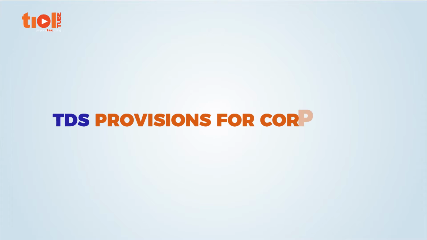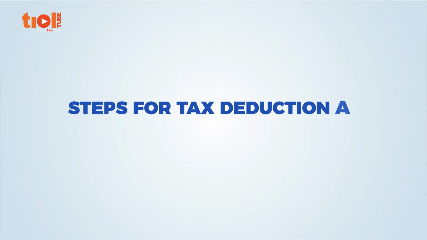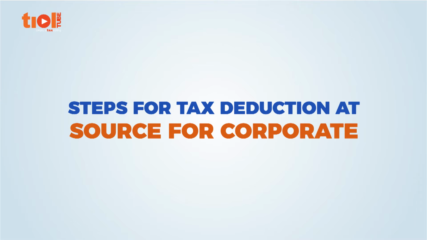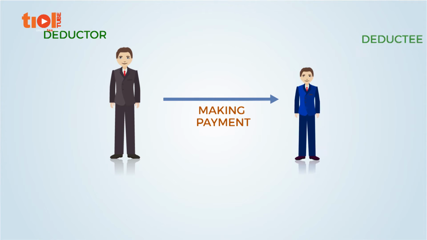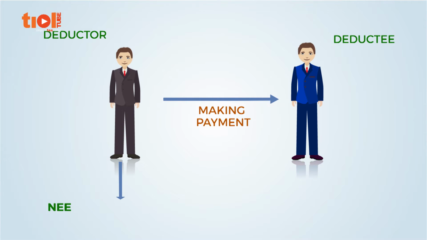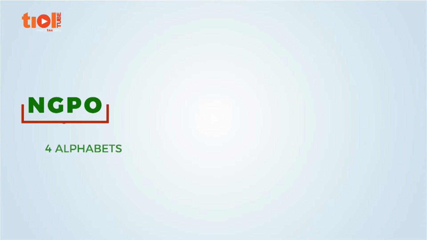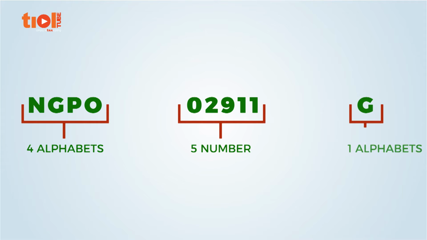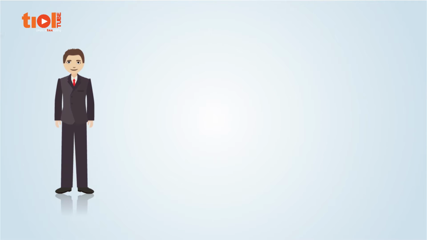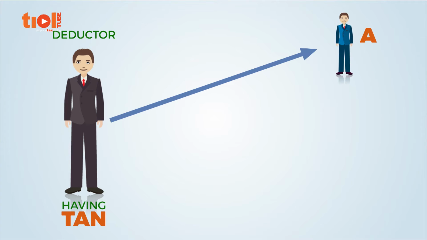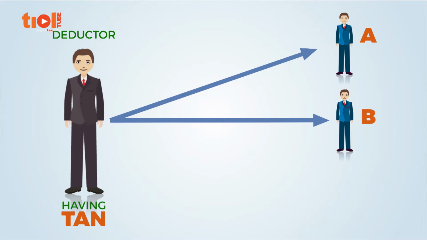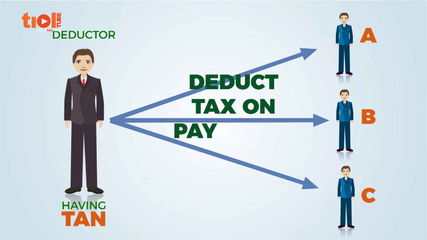TDS provisions applicable for corporates. Let us first understand the broad steps involved in deduction of tax by a corporate deductor. Step 1. Every deductor, barring some exceptions, is required to obtain a unique tax identification number, commonly known as tax deduction account number, or TAN, which is an alphanumeric number. After obtaining TAN, the deductor is liable to deduct tax at the time of making payments or making entries in its books of account in relation to various business transactions.